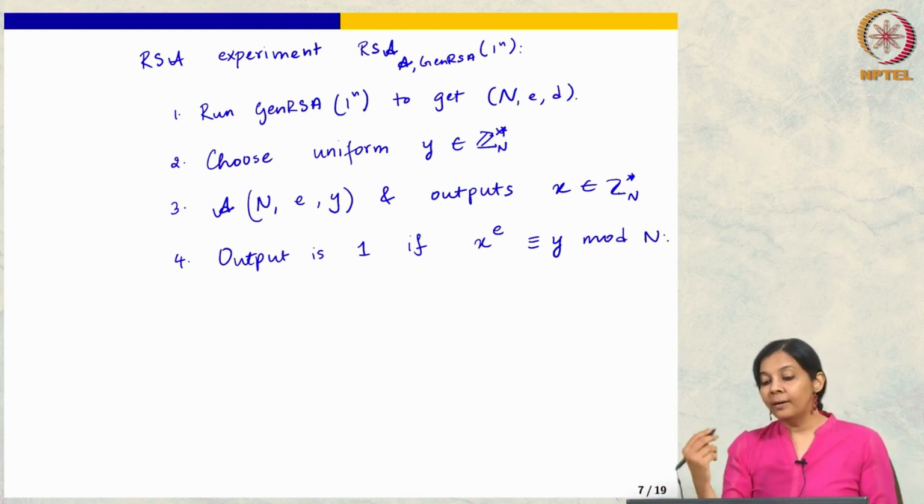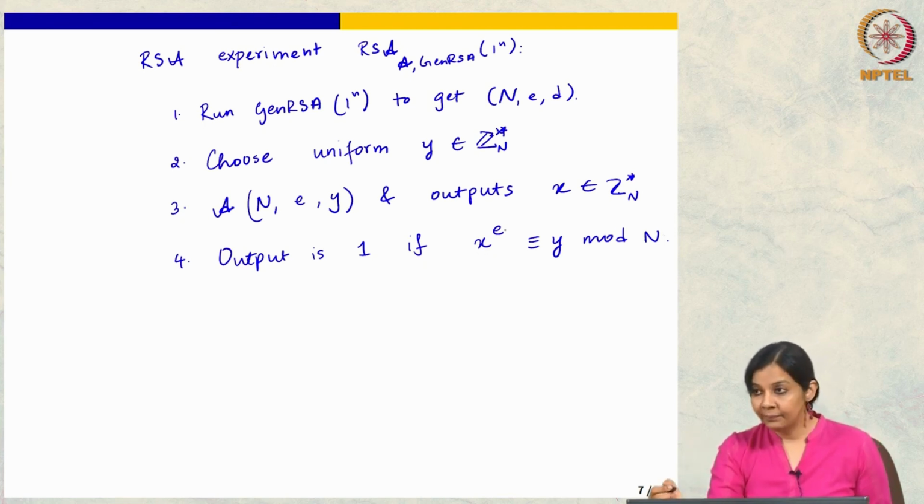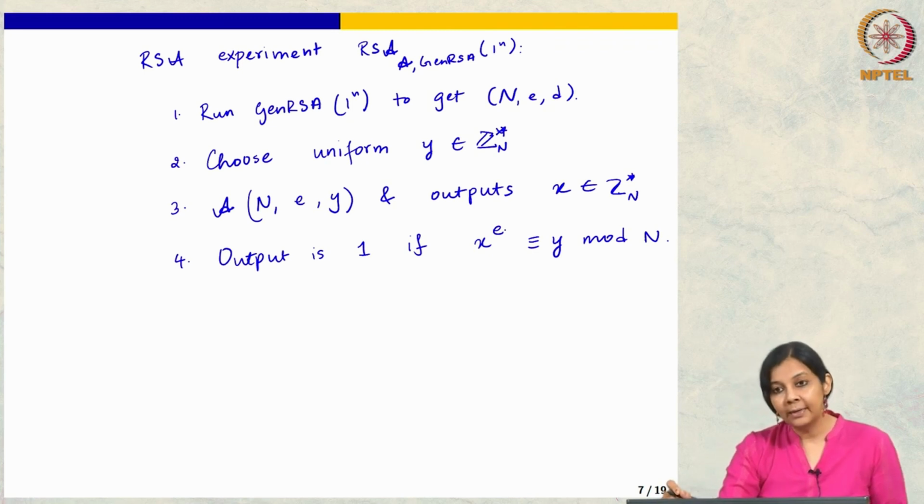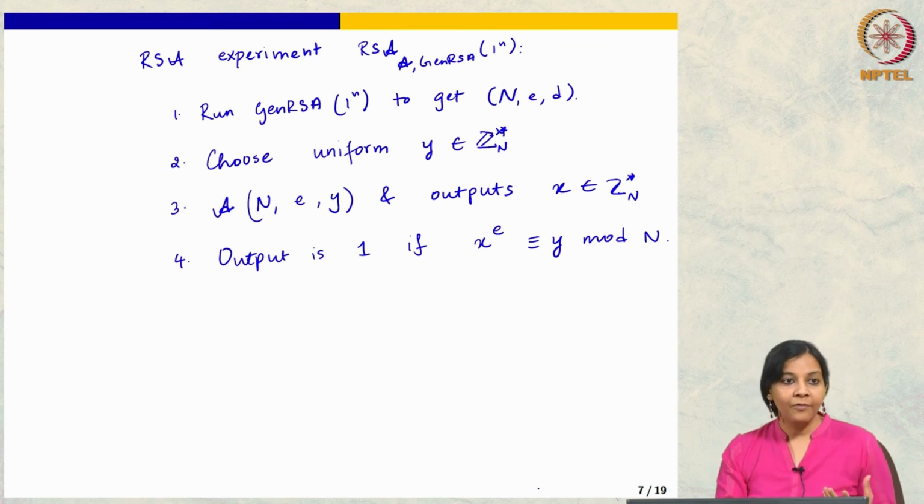So I managed to find a base X such that X to the E exactly gives me Y. Can anyone already hazard a guess as to what I can do if there is a D with me, if I could compute a D? The whole assumption will be that computing a D will be hard given N and E. But suppose I have D, then what can I do? How can I compute X if I have D? Any thoughts? This is just to ensure that we're following along.